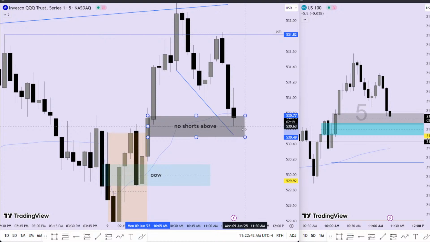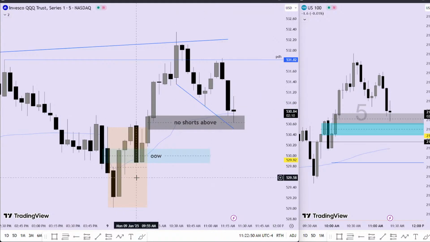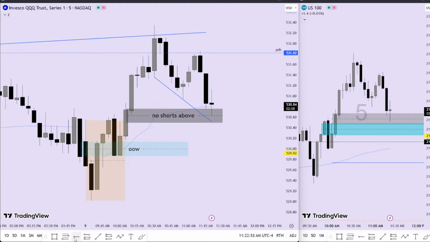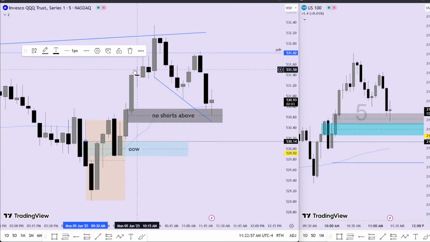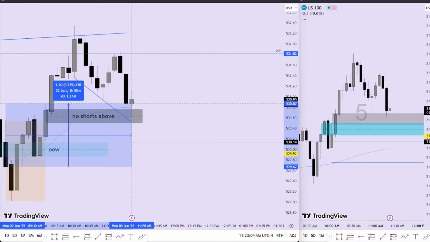We are retesting this area of interest. Let's see how the price reacts to it. Around bar 22. Within the next two bars, the first hours will close.